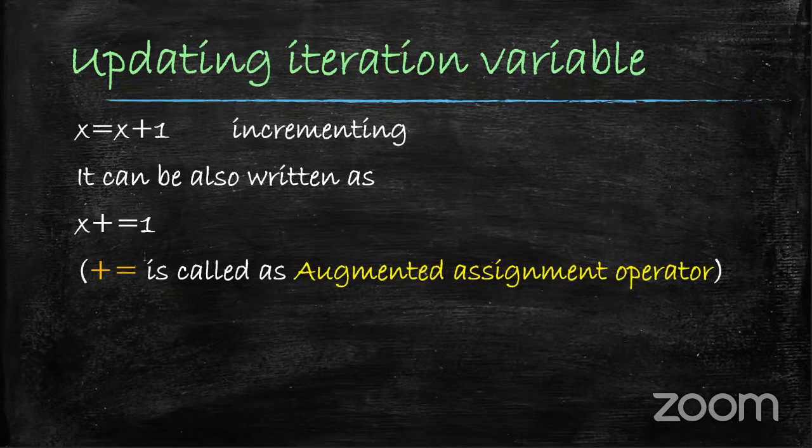+= is called the augmented assignment operator. It's an operator that does both jobs. It takes the value of x, adds 1 to that, and then assigns this value to x again.